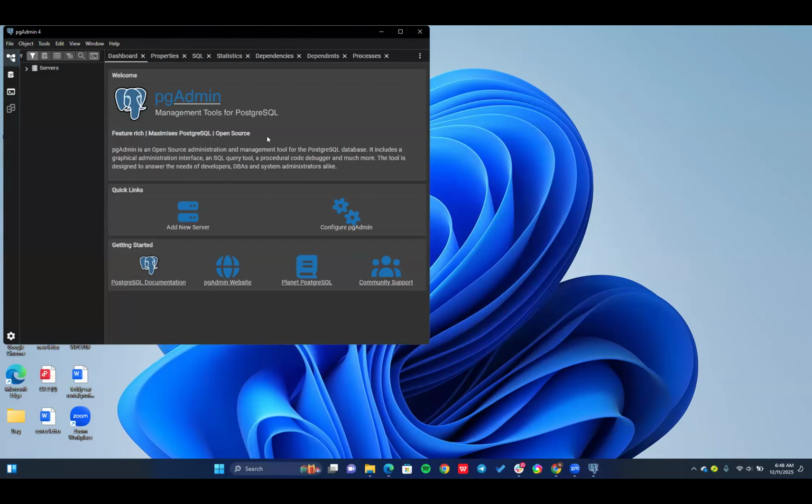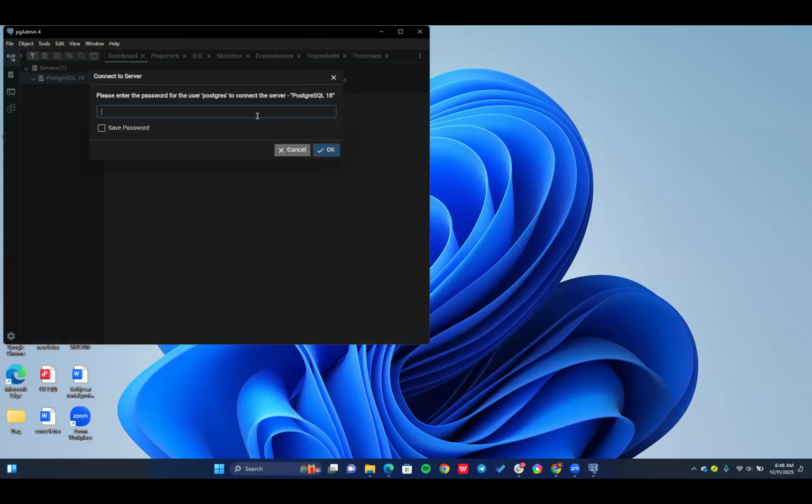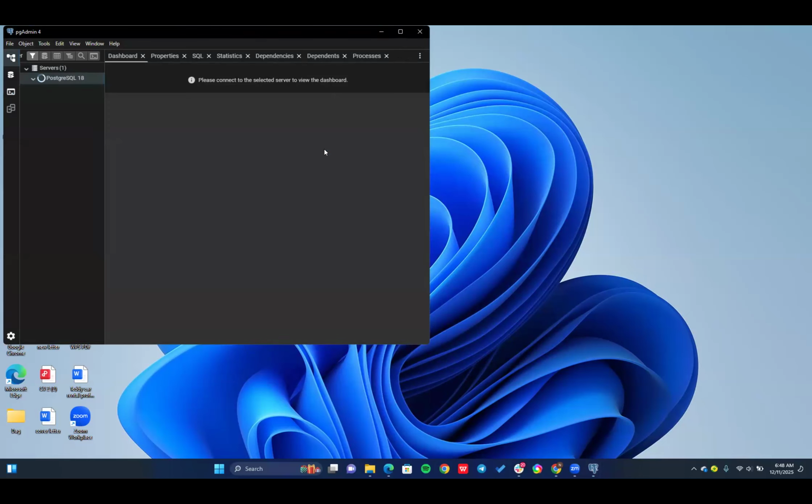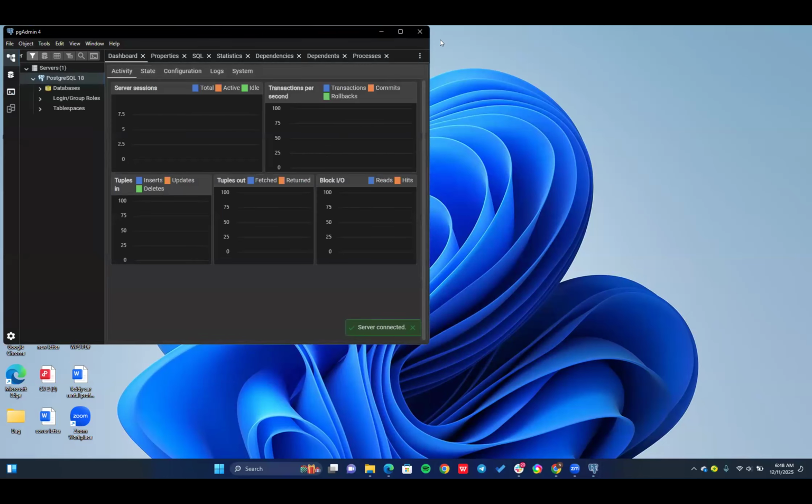I think it's working. Yeah. Click servers on the left. Provide your password. There you go. Thanks. You're welcome. Anyone else?